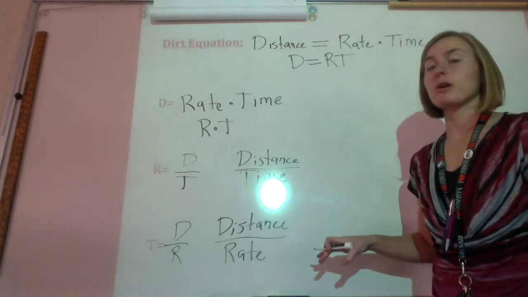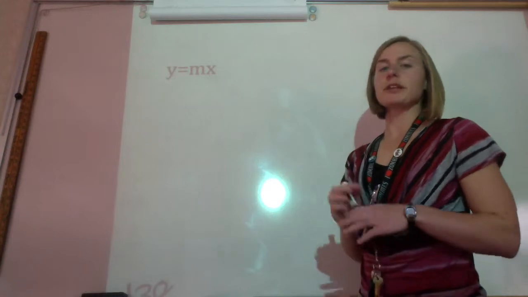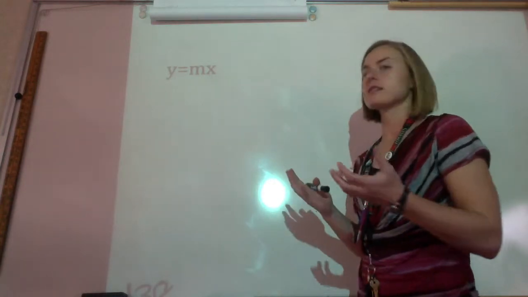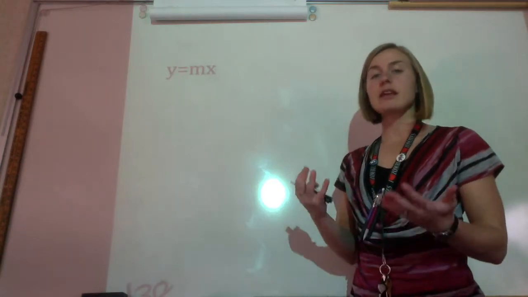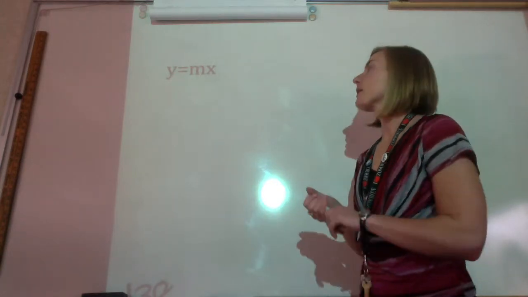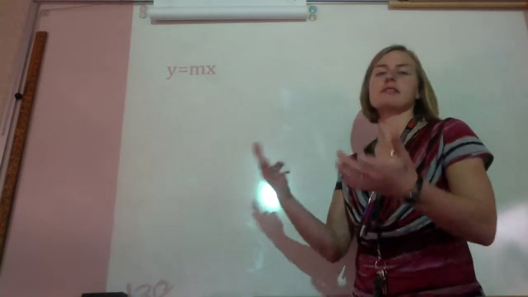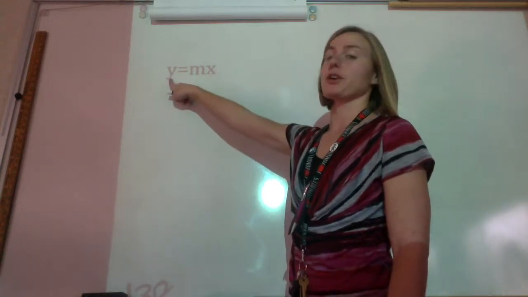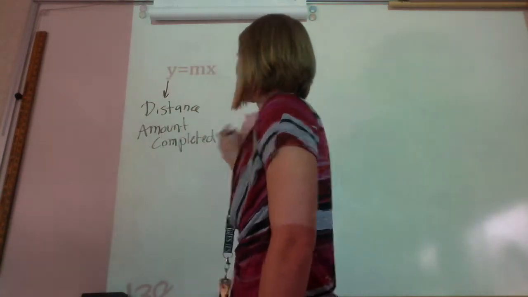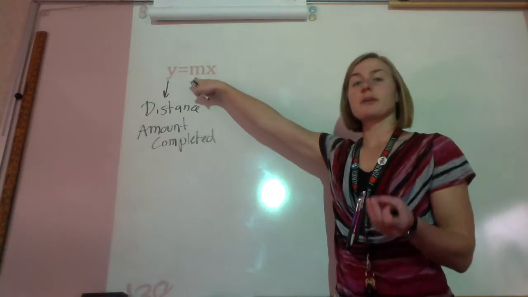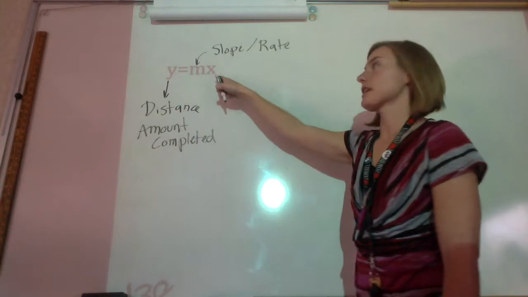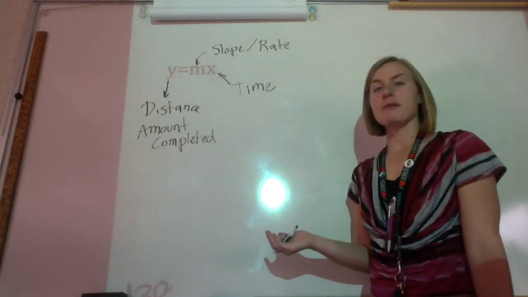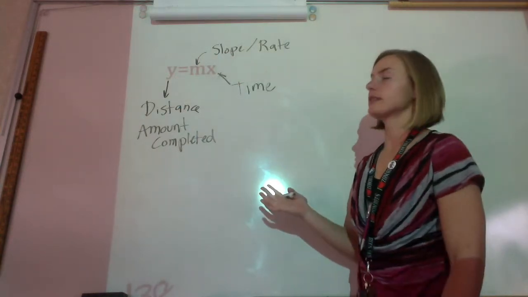There's one more equation I want us to take a look at. The reason I wanted you to look at it is it's basically the d = rt equation, just in a different form, in the form that you're going to see more commonly in algebra. So normally our distance, or the amount of stuff that we need to complete, is going to be your y. Your m is always going to be your slope or your rate, and x is going to be your time. So y equals mx really is the distance problem, just in a different form.